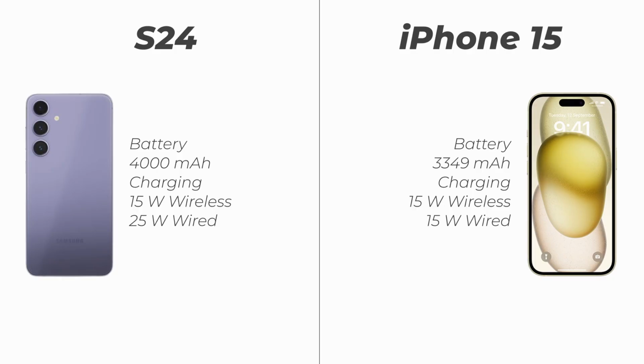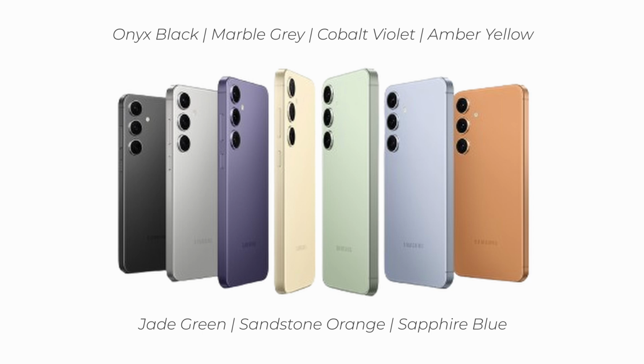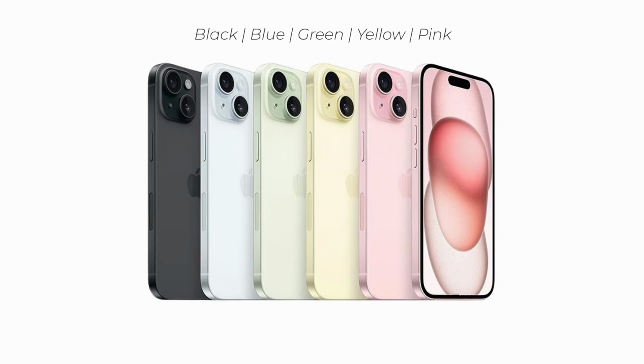4000 mAh of battery for S24 with 15 watt wireless charging and 25 watt wired charging. 3349 mAh of battery for iPhone 15 with 15 watt wired charging and 15 watt wireless charging. S24 shows beautiful color variants that is onyx black, marble grey, cobalt violet, amber yellow, jade green, sandstone orange and sapphire blue. Whereas iPhone has 5 colors that is black, blue, green, yellow and pink.